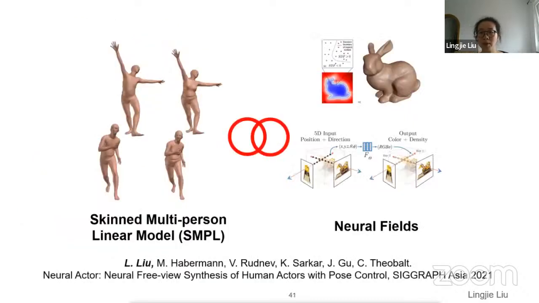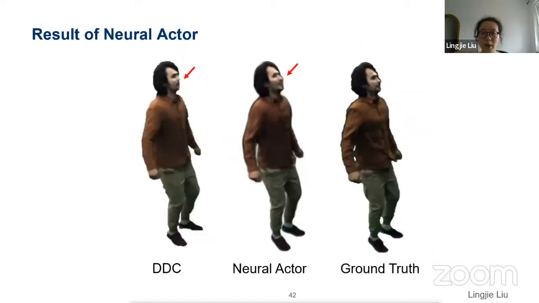In our recent work, Neural Actor, we proposed to incorporate the articulated coarse model, SMPL, into neural fields and design an efficient way to learn this new human representation. We first show a comparison to DDC, and with this neural field representation, the artifacts on the boundary are gone.